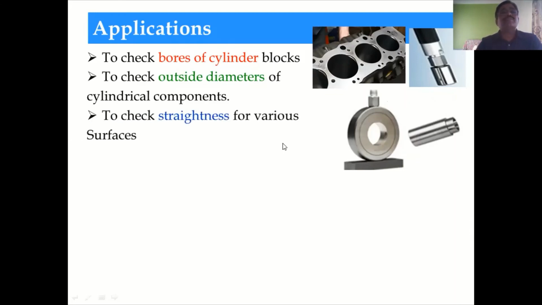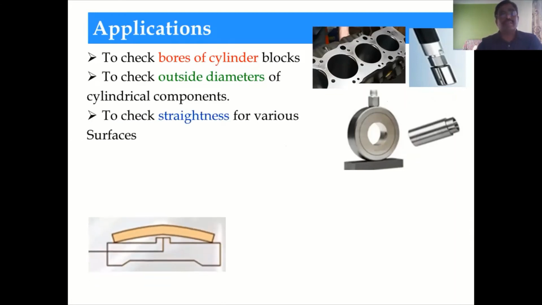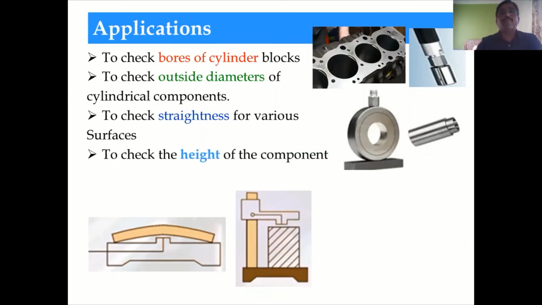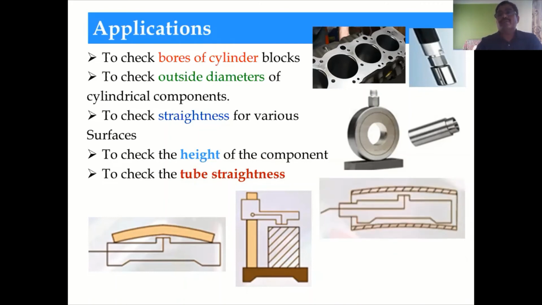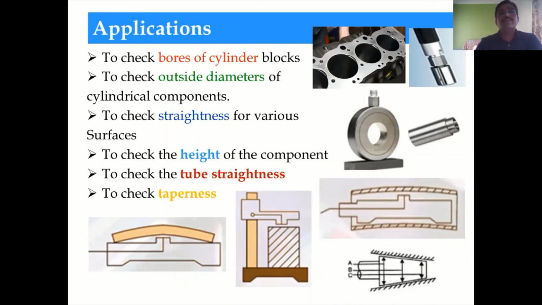Third one is to check the straightness of various surfaces. This is the example I showed. Here this line indicates that the air is entering here, and this is a measuring jet. With the help of this you can check the straightness. Then check the height. If you want to check the height of any component, this gauging head has to be mounted on the stand, and the component is placed below it, and the indicating unit shows the deflection. Then to check tube straightness, here also it is very easy. Then to check the taperness: if the component is tapered and you want to check it, it is again possible by using the pneumatic comparator.